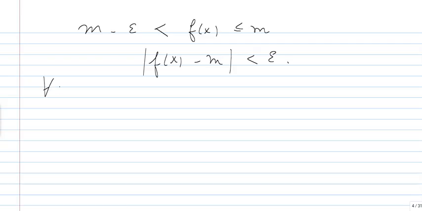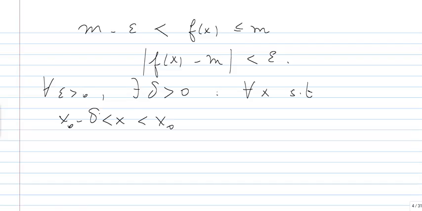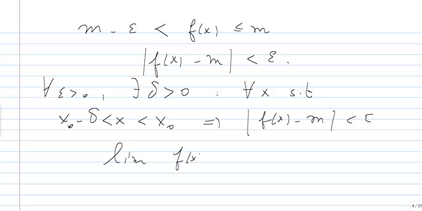Since x was taken between x0 minus delta and x0, what did we prove? For every epsilon, there exists delta. This is what we proved. I'm just putting the stuff together, okay? Such that for any x between x0 minus delta and x0, we have f of x minus m is less than epsilon. And that's exactly the definition of the left limit at x0.